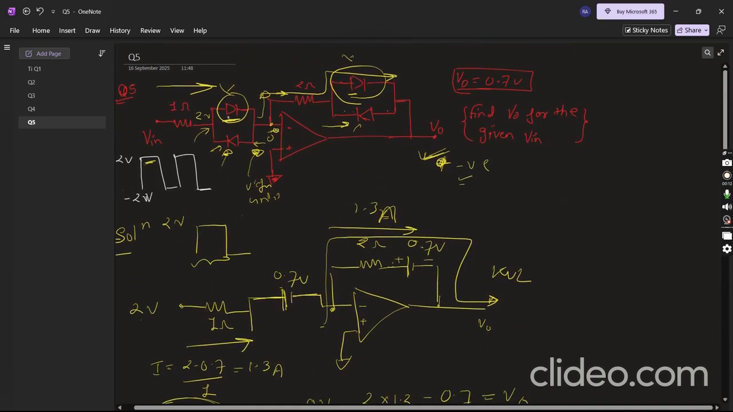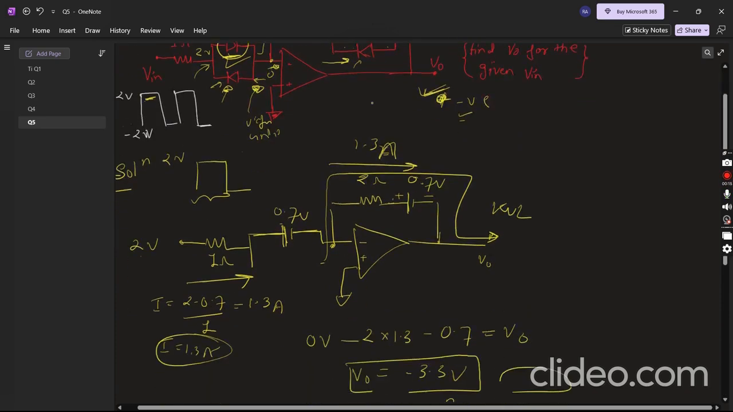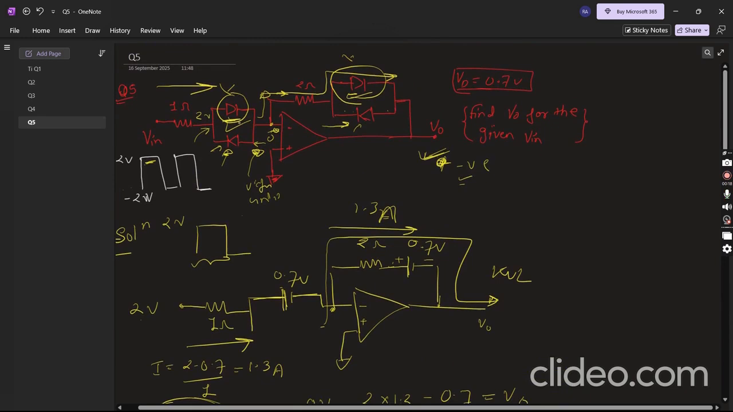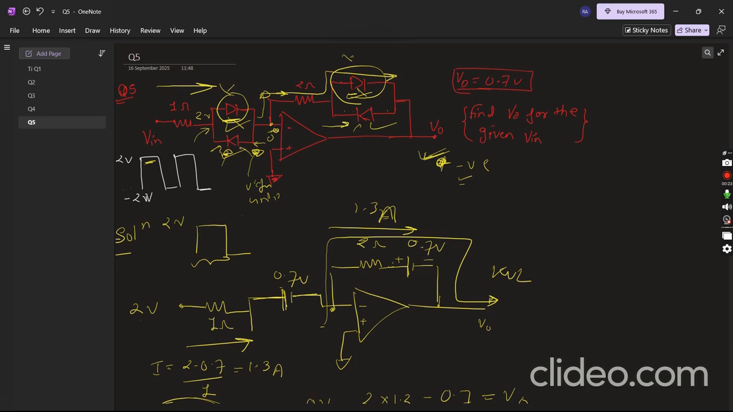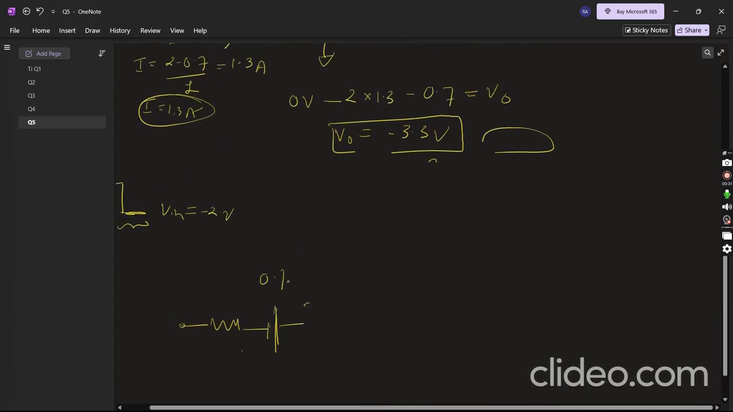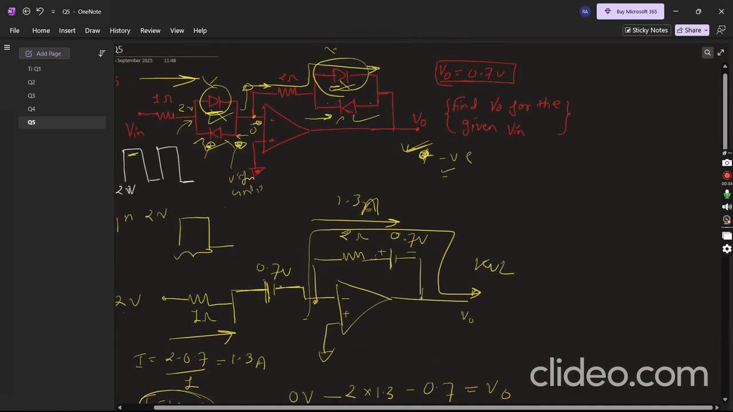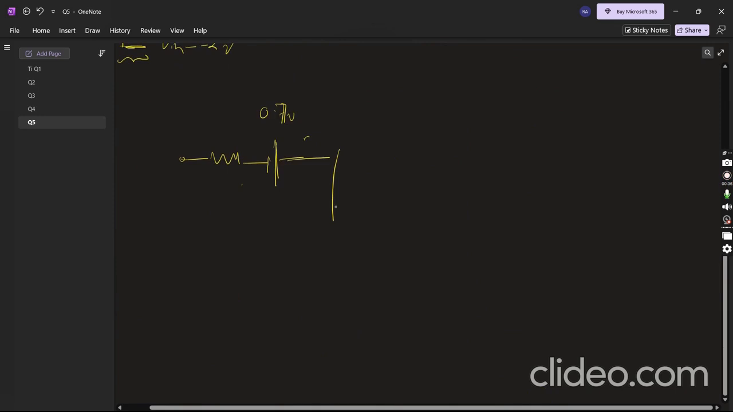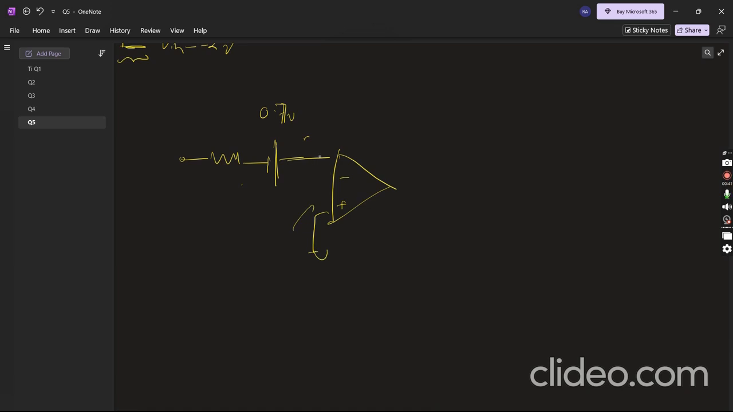Okay, no, sorry, not this one. Now the lower diode will conduct because this is at a lower potential and this is at a higher potential. So this is 0.7 volt, and this is the op amp, minus plus, virtual short. Due to the virtual short, this is V0.